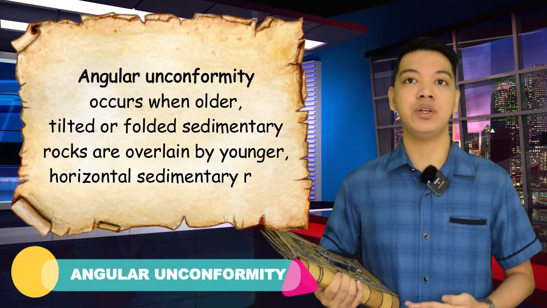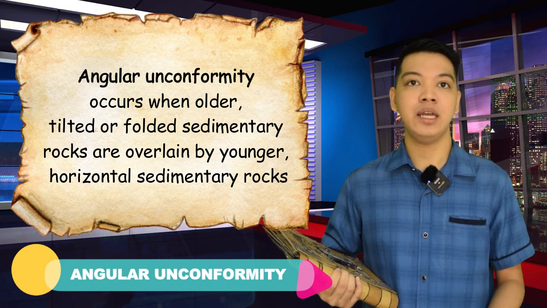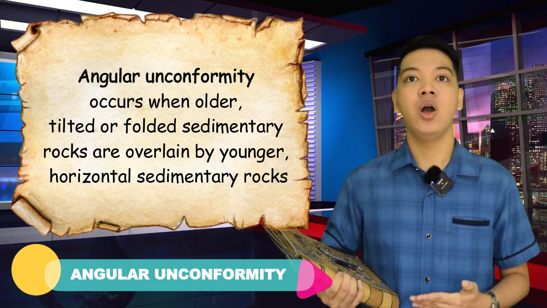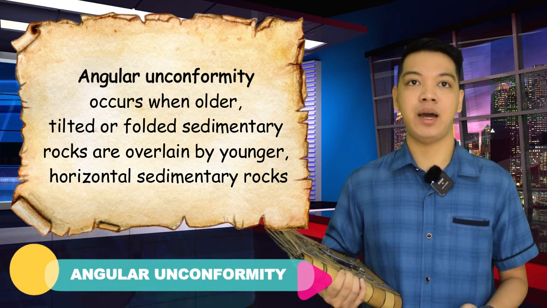Just as some shelves in the library have missing books, unconformities indicate periods where rock layers were eroded away or not deposited, leaving an interruption in geological history. An angular unconformity occurs when older, tilted, or folded sedimentary rocks are overlain by younger, horizontal sedimentary rocks.